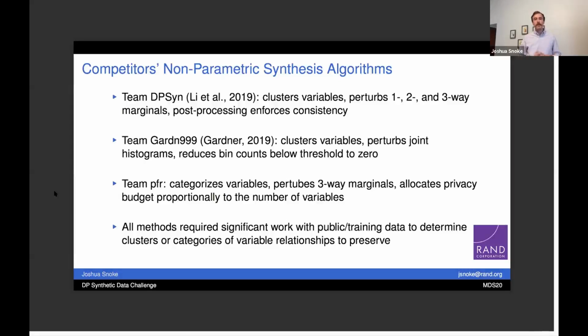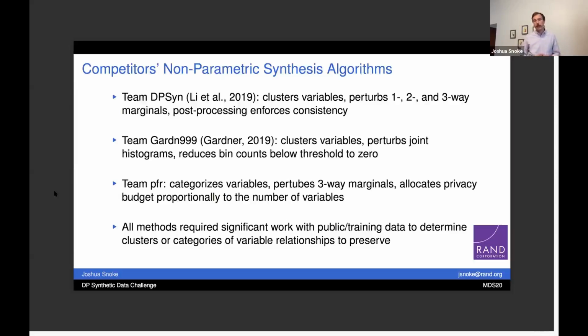The second one was Team Garden 999, which was pretty similar to DPSyn, with a pretty similar clustering approach. But rather than perturbing the 1, 2, and 3-way marginals, they perturbed the whole joint histogram within each cluster, so they're working with a larger space. Then they set a threshold for post-processing, where any bins with counts below a certain threshold were reduced down to 0. So this was a way of essentially reducing some of the noise in the model.